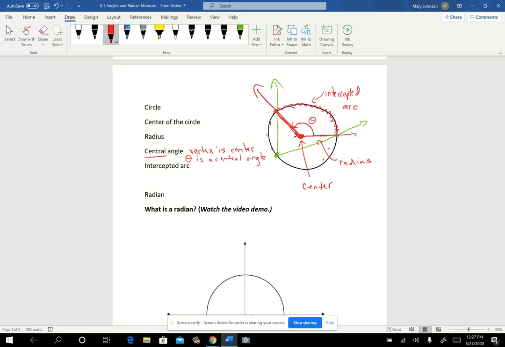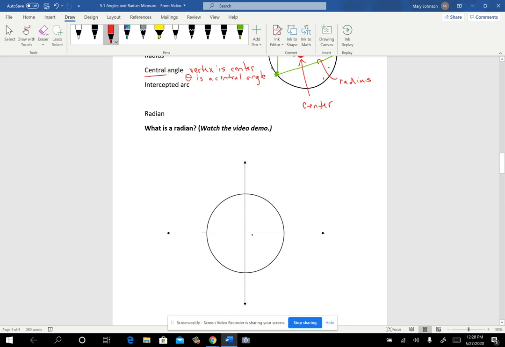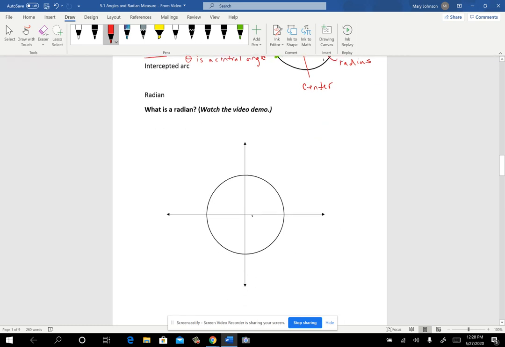So I'm going to stop the video here, then I'll do another video getting at a little more about what a radian is. Actually, let me try to squeeze that in if I can, because you're going to watch the video demo on a radian, so I won't go overboard on this. So I really want you to watch the video on the physical demo of this. Radian is just another way to measure an angle, to think about the measure of the angle.